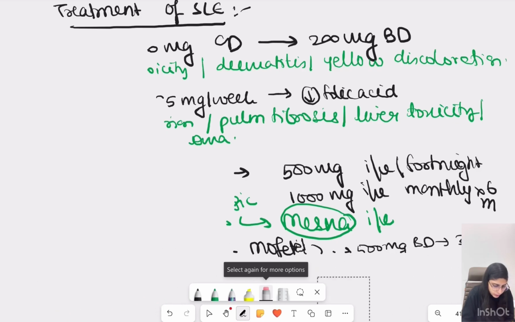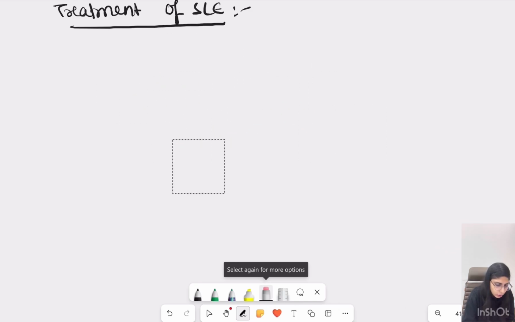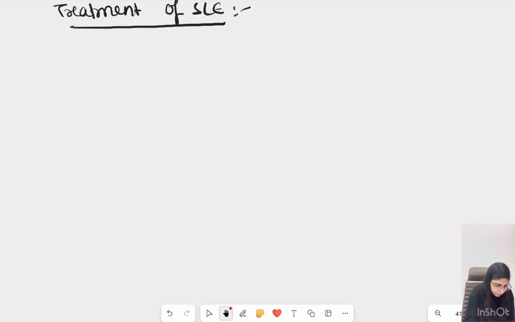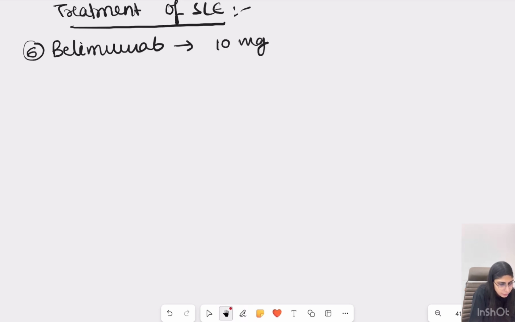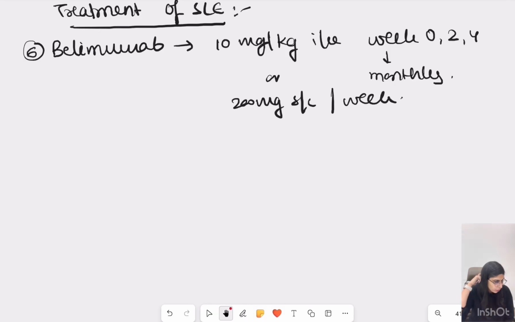If the patient is refractory to these, if the patient has relapsed on these or is progressing on these medications, then we move on to medications like belimumab. Now, if we talk about belimumab, the dose is 10 milligram per kg IV, week 0 to 4, and then monthly, once in a month. So today, then 2 weeks later, then 2 weeks later, and then monthly, once in a month. Or it can also be given as 200 milligram subcutaneous once in a week for around 6 months.